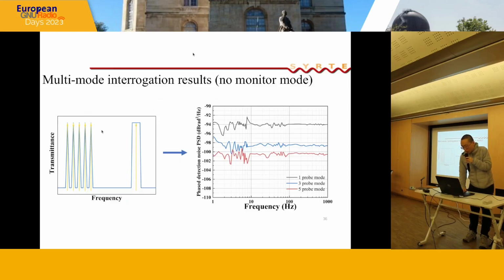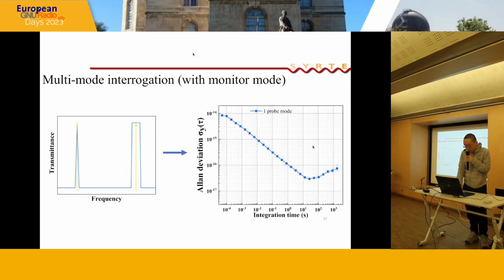So we want to distribute the laser power into several narrow holes. And here we can see that by 1 mode, 3 modes, and 5 modes probing, we can get a lower and lower power spectral density. So we successfully distributed the laser power. And here is the multi-mode interrogation with monitor mode.